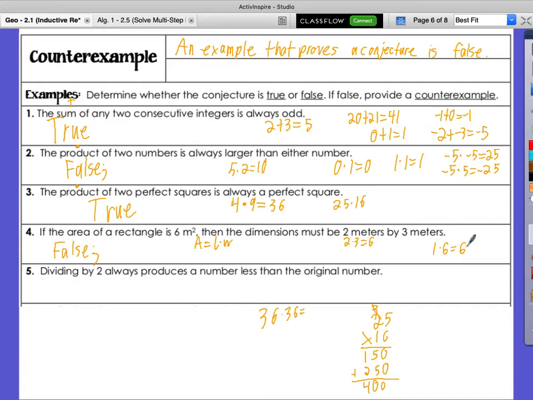Dividing by 2 always produces a number less than the original number. Yes, true. Brayden, give me a number. 68. 68 divided by 2 ends up being 34. That's less, okay? Grayson, what are you thinking? Negatives. What's negative 8 divided by 2?